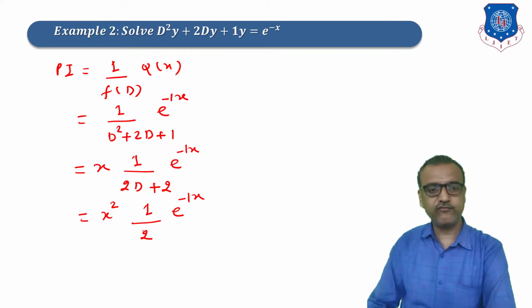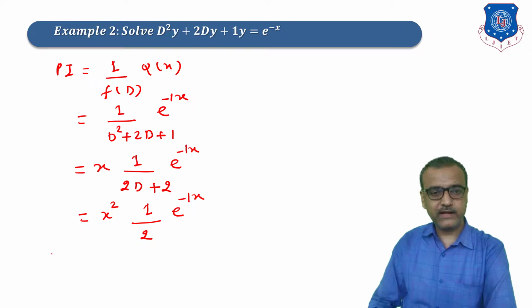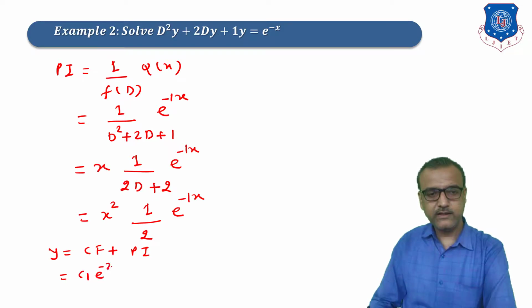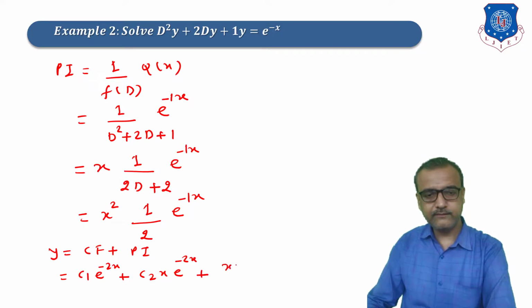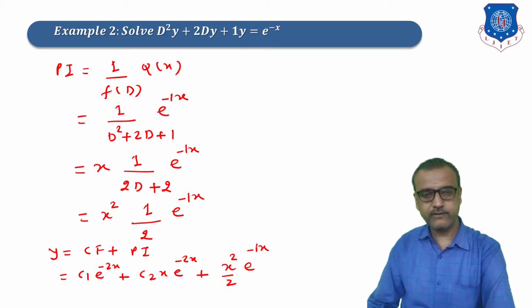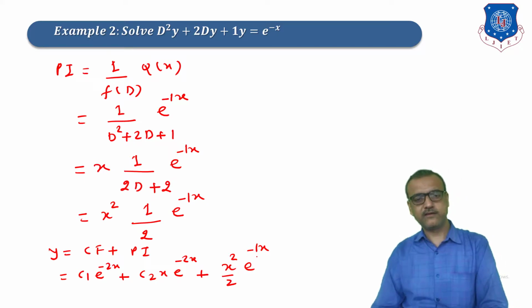At last we will write down the general solution, that is y equals to CF plus PI, and CF is C1 e raised to minus 1x plus C2 x e raised to minus 1x plus PI is x squared by 2 e raised to minus 1x. So this is the general solution of the given differential equation.